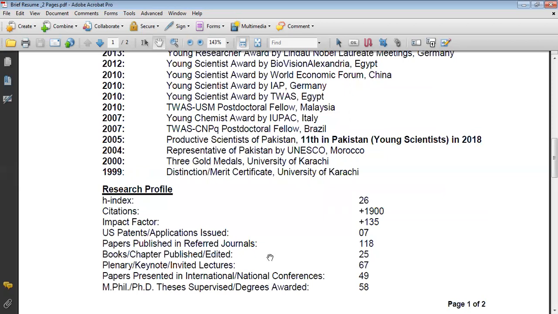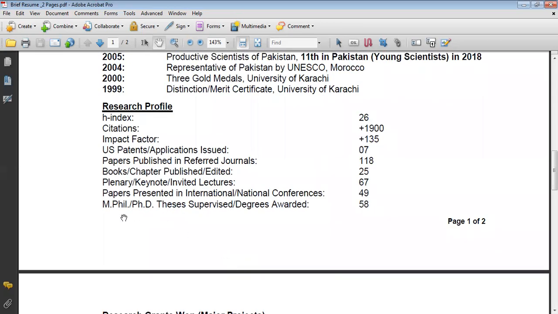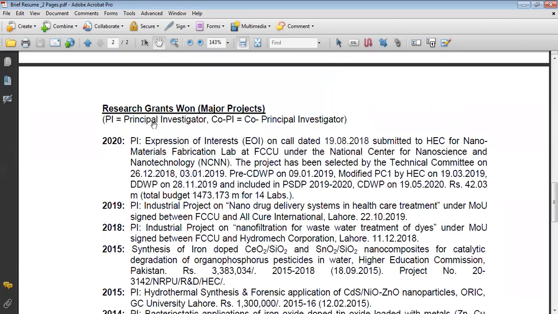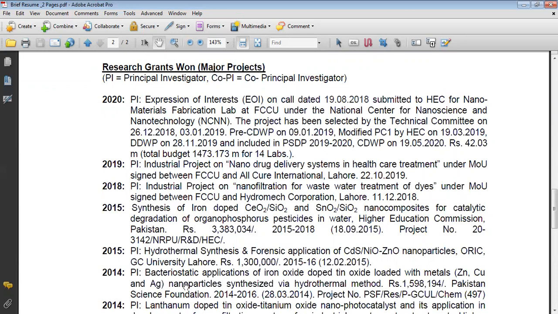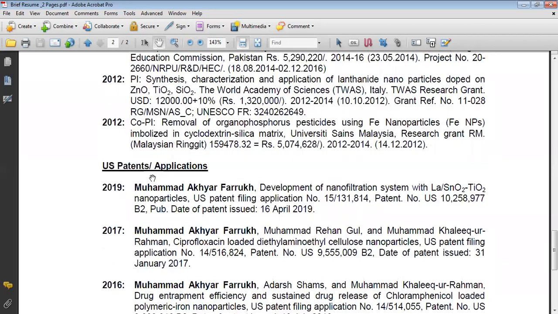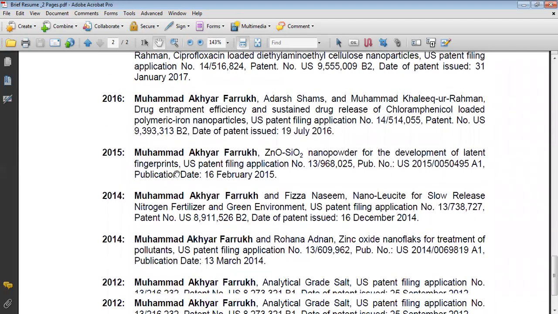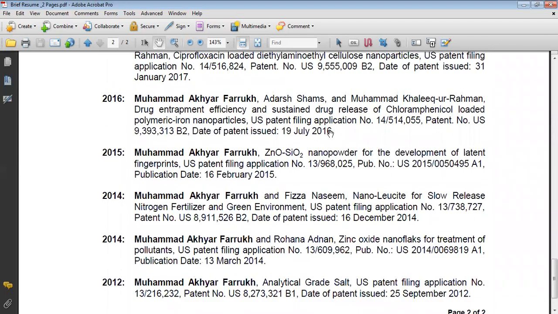I have presented in around 25 countries around the globe, and I have supervised 58 MPhil and PhD theses up to now. I have won many research grants, and the list of projects is given over here. Currently, I'm working on two industrial projects at FCCU, and besides publications, I have 7 US patents, and the detail is mentioned over here.